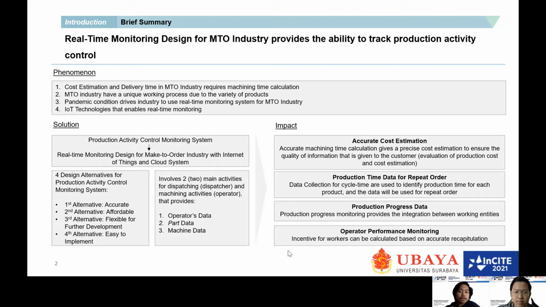First of all, I'm going to start with a brief explanation about this research. The object of this research is a make-to-order industry that has a unique working process due to the high variety of products. The main idea is to design a real-time monitoring device for cost estimation that is estimated by calculating machining time. As a result, four alternatives were proposed to get three main data, which are operators data, parts data, and also machines data, that will be explained further in the next session.